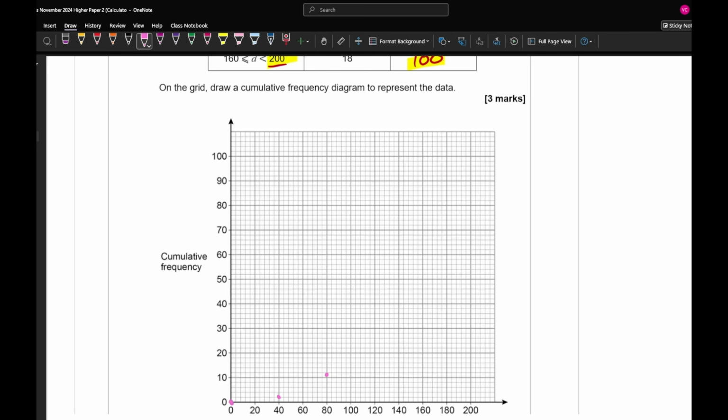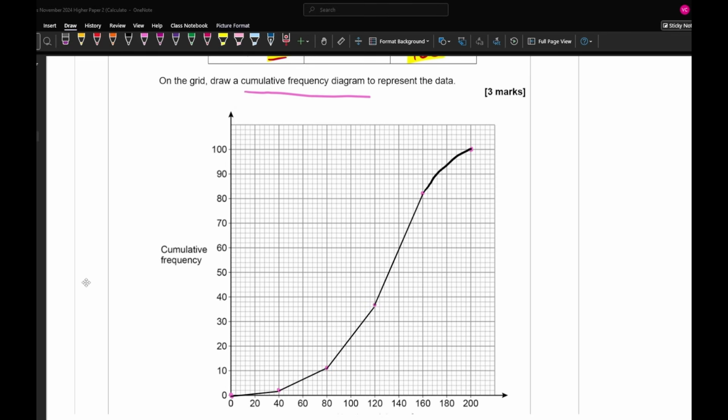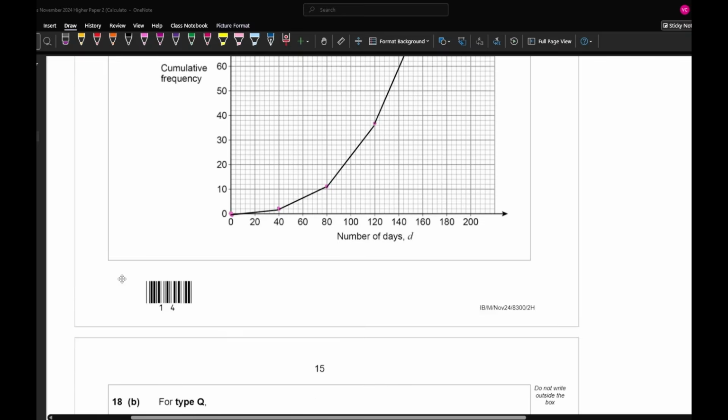The next one is 120, and that goes up to 37, so that's going to be about there. The next one is 160, and that's at 82, and that's going to be there. And the last one is 200, which is at 100. Then, because I want a cumulative frequency diagram, I need to join those points up with a nice smooth curve, and should end up with something that looks like this.